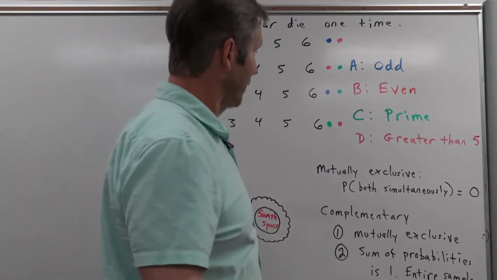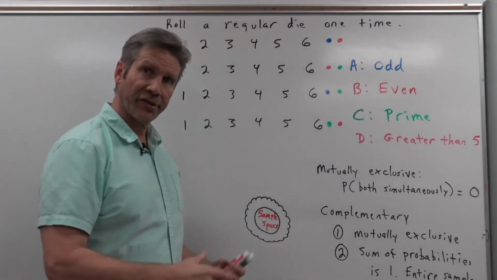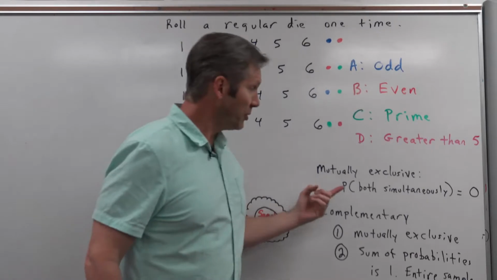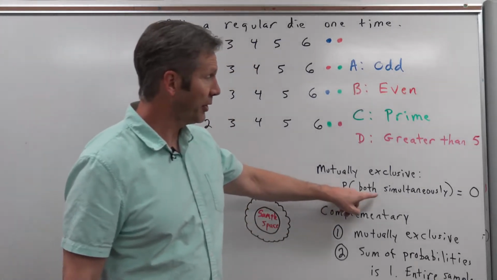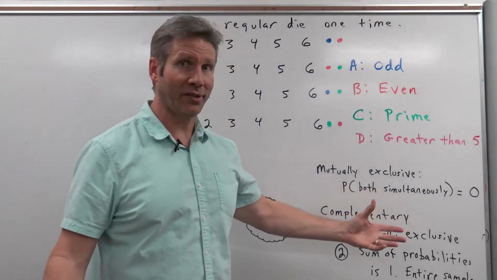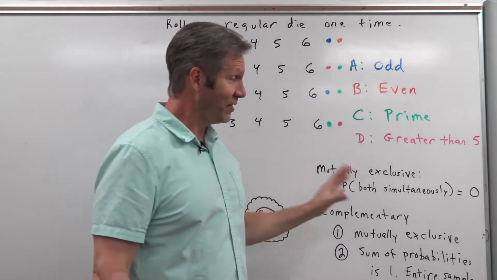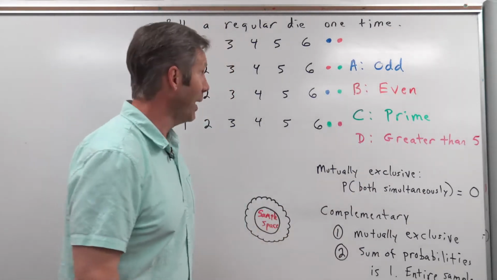All right, let's talk about intersections of sets or events. If they're mutually exclusive, then the probability of both events happening simultaneously, which is at the same time, is equal to 0. There's no chance of both things happening.